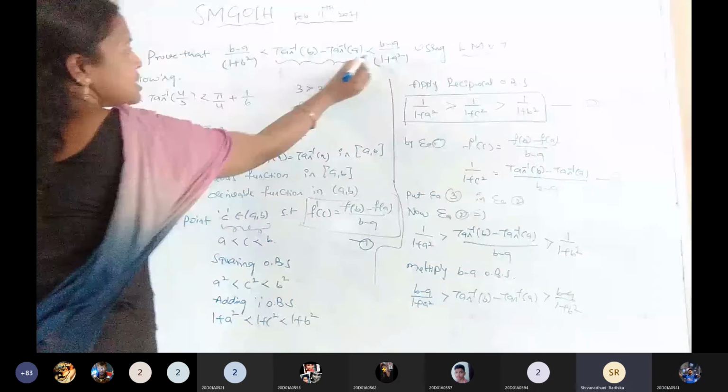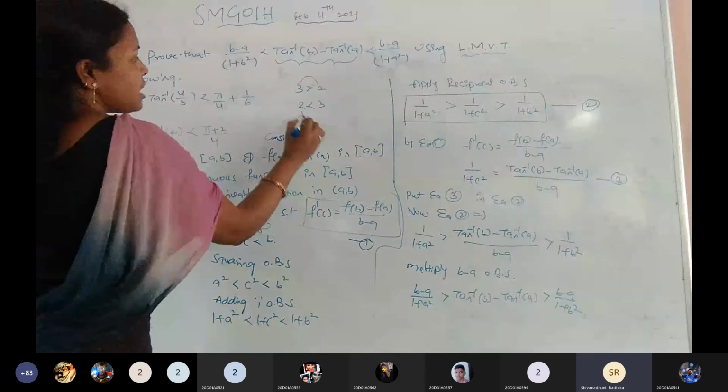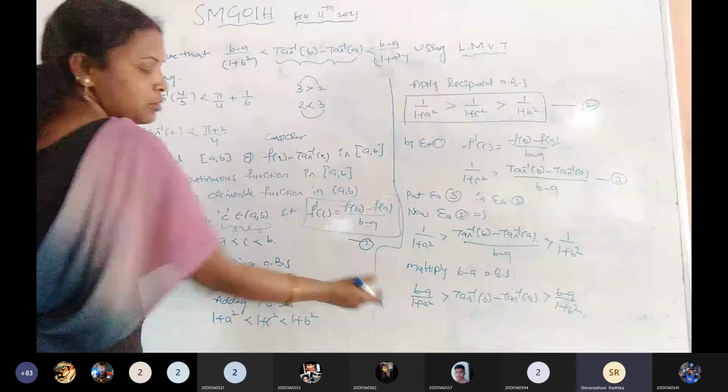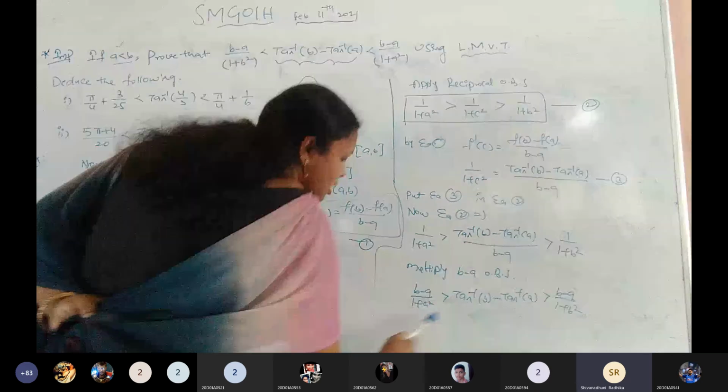Here there is a less than symbol. I change the places and change the symbol. In this, the first term and last term, I write the last one first: b minus a by 1 plus b square. Now I change the symbol. Less than tan inverse of b minus tan inverse of a is less than b minus a by 1 plus a square. Complete. Check whether what is in the question has come in the answer.